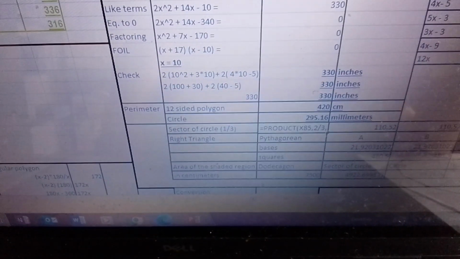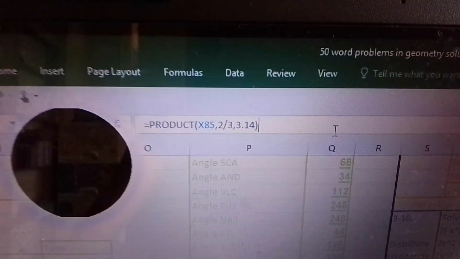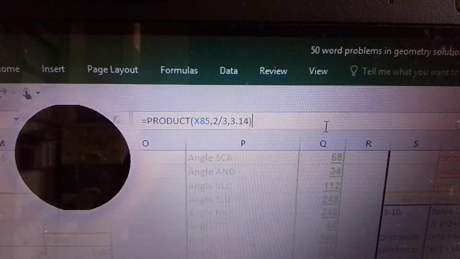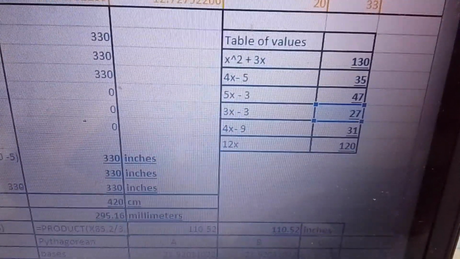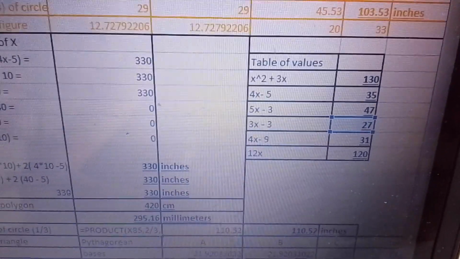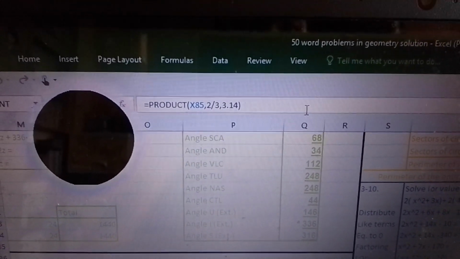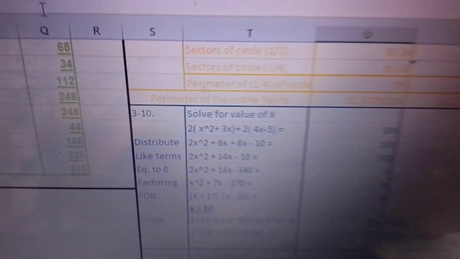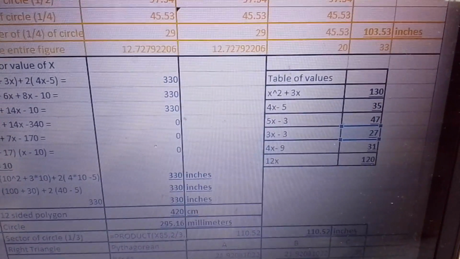In the formula for what I did here, I typed the product. Remember, product function in Microsoft Excel pertains to multiplication. Product of x85, nasa yung x85? Yan, ito yun. Product of 27, and then 2/3. Remember, 2/3. Kasi pa, di ba, remember, you have to double the radius. Kasi po yung 3x minus 3, that's the radius. So you have to double that, which gives you 54.